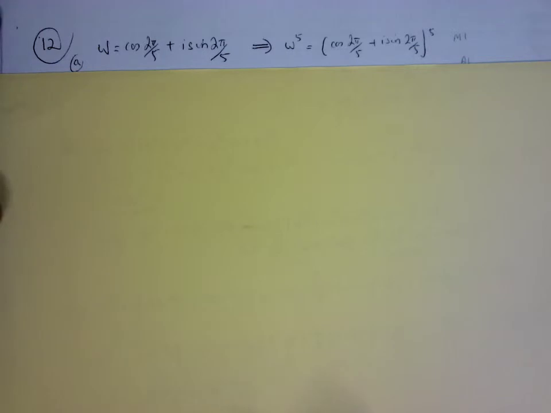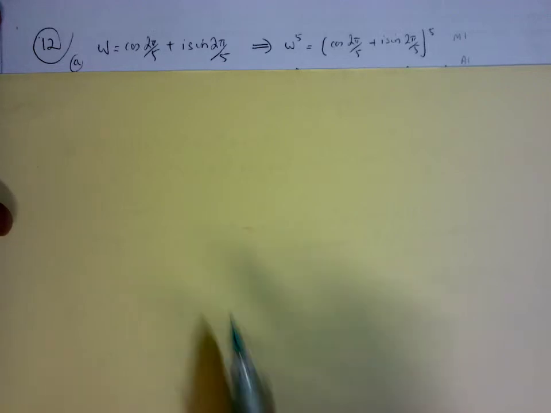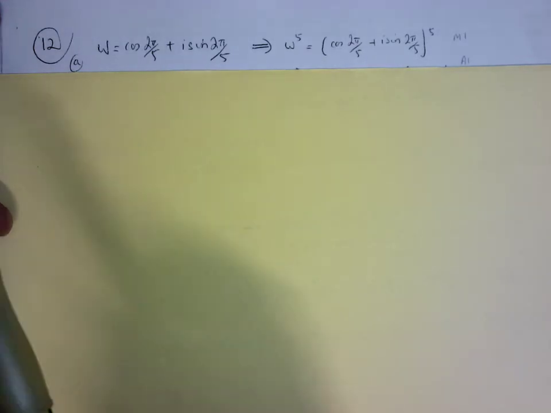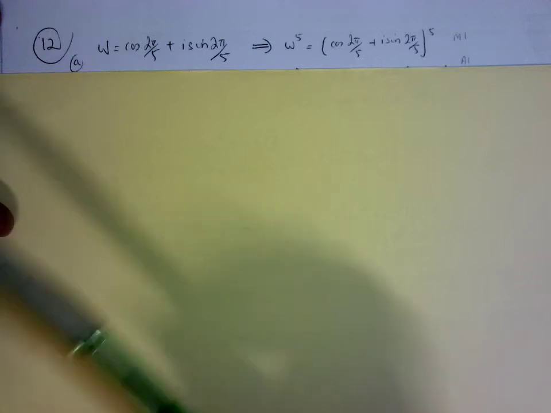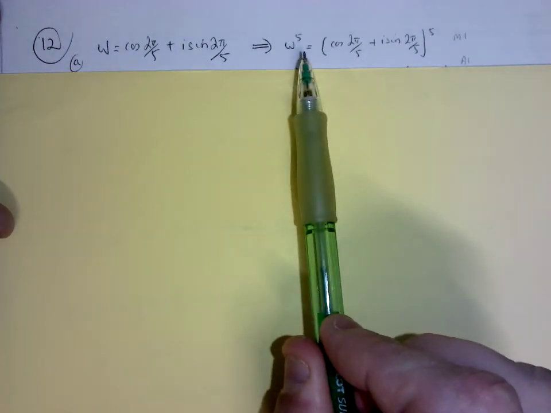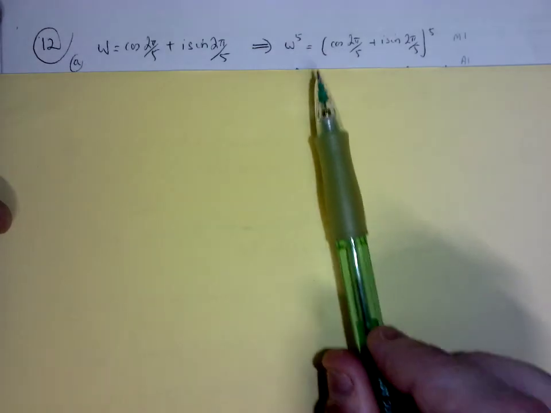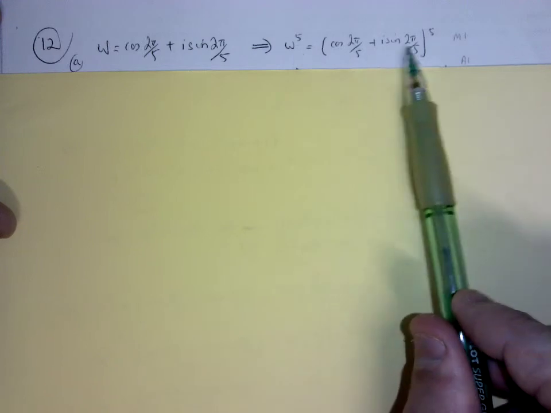Okay, on to question 12, the complex number question. For part A, I'm asked to show that w, this number here, is a root of the equation z to the 5 minus 1 is 0. So I really want to show that this to the power of 5 is equal to 1. So w to the power of 5, set that up.